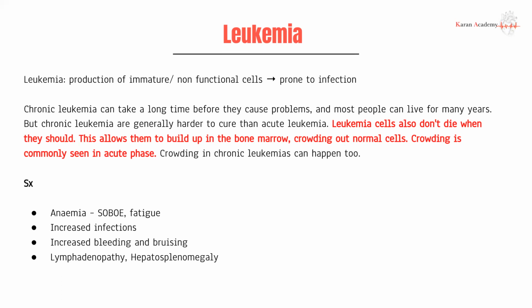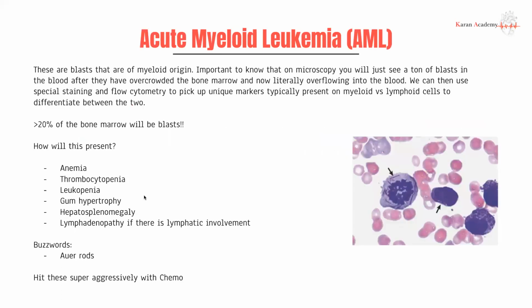Increased bleeding and bruising because we aren't producing platelets as effectively. And then you can also have lymphadenopathy and hepatosplenomegaly because the lymph nodes, the liver, and the spleen are all sites where these WBCs can deposit once they've left and leaked out of the bone marrow.